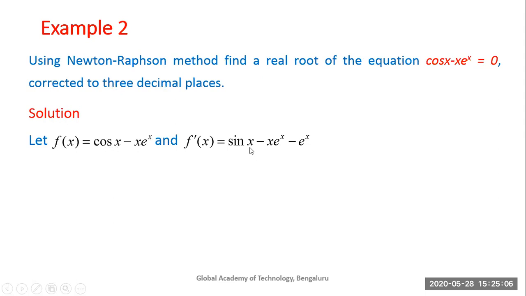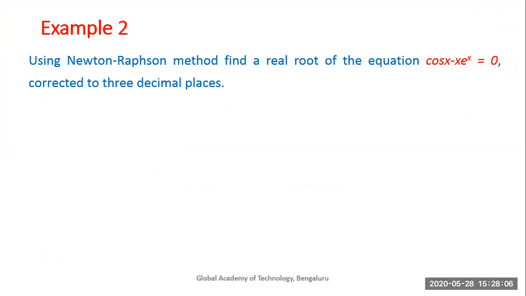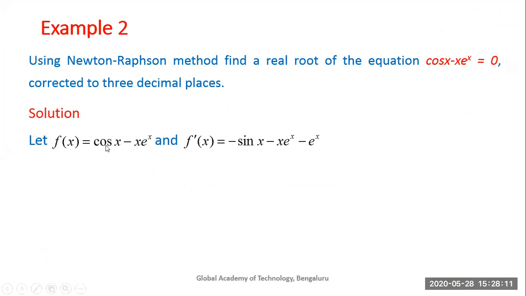The derivative of cos x is minus sin x. So f dash x is minus sin x, and the derivative of x into e power x is minus x e power x minus e power x. So minus x as it is, derivative of e power x is e power x. Then minus e power x as it is, derivative of x is 1. So this is f dash x.